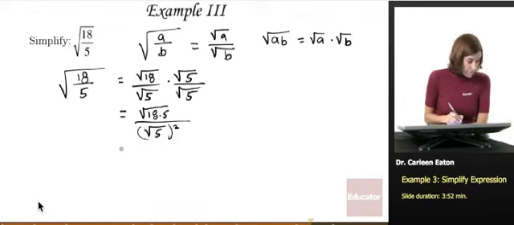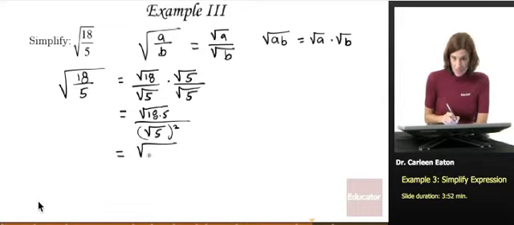Okay, looking at what I have here, let's start simplifying even further. This gives me something that contains a perfect square. So 18 can be re-expressed as 9 times 2, still times 5. And recall that a radical multiplied by itself equals the radicand. So I can just change this to 5.